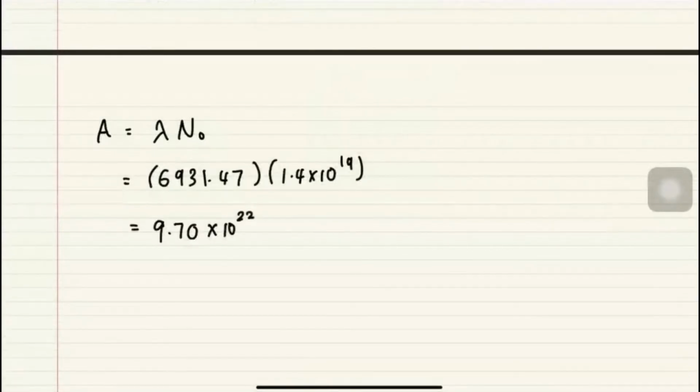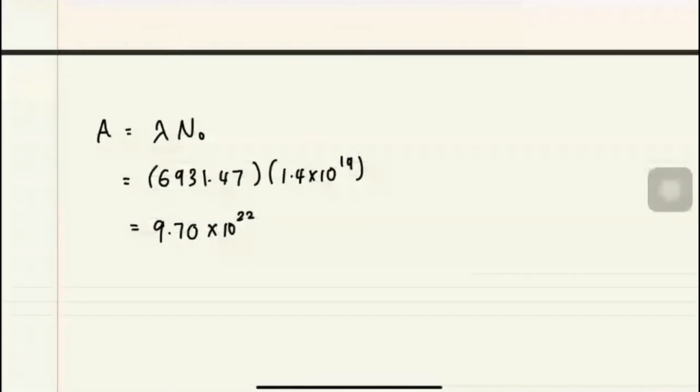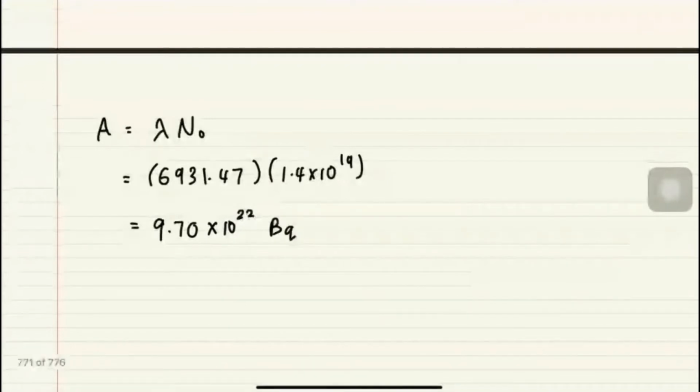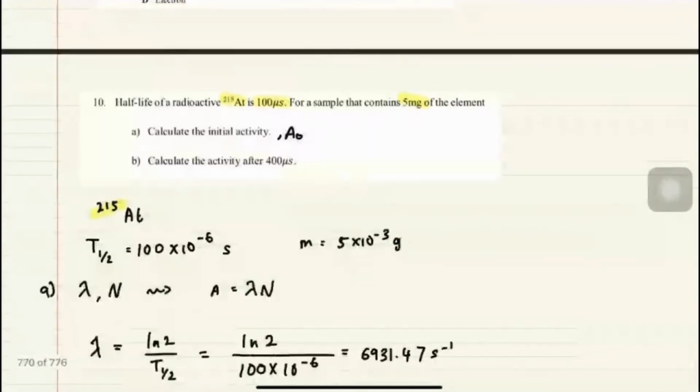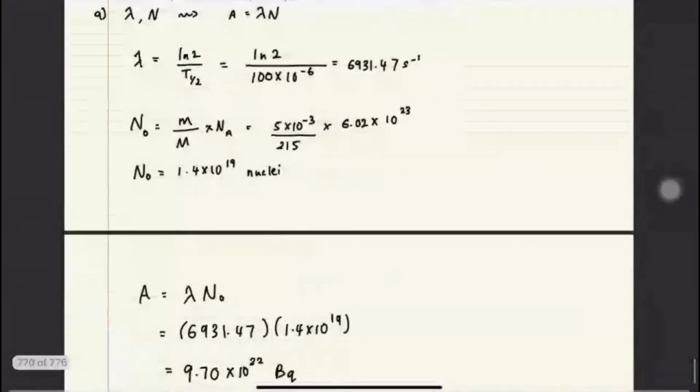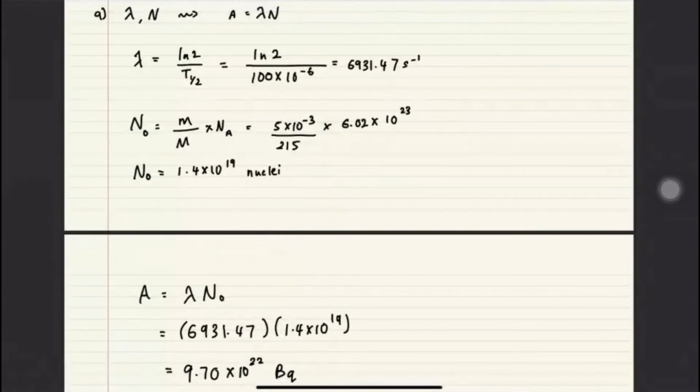What is the unit for A? Becquerel, Bq. Okay, Bq. The question doesn't ask you to calculate in different units, so you just leave it as it is. It didn't say anything, so just leave it. That one is the answer for number 10A.